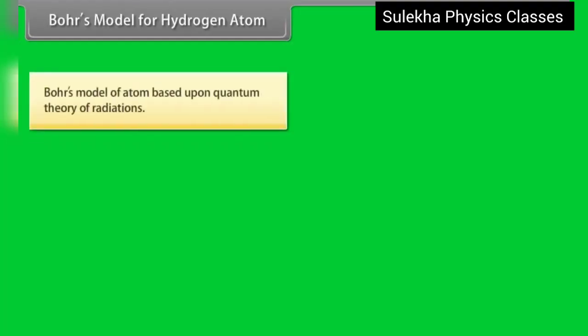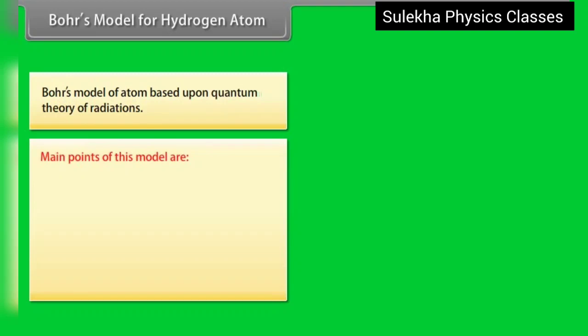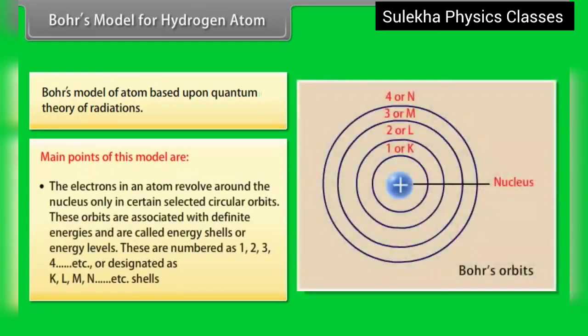Bohr's model for hydrogen atom. Bohr's model of atom is based upon quantum theory of radiations. Main points of this model are: the electrons in an atom revolve around the nucleus only in certain selected circular orbits. These orbits are associated with definite energies and are called energy shells or energy levels. These are numbered as 1, 2, 3, 4, etc. or designated as K, L, M, N etc. shells.